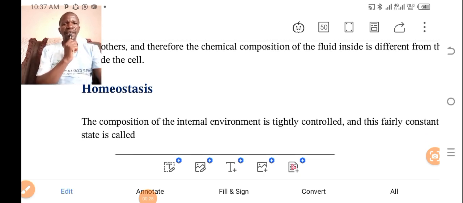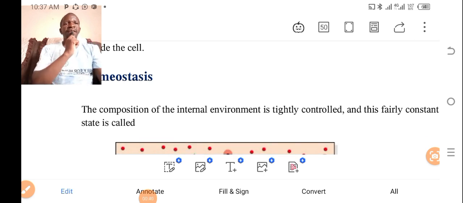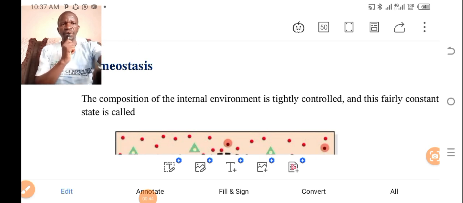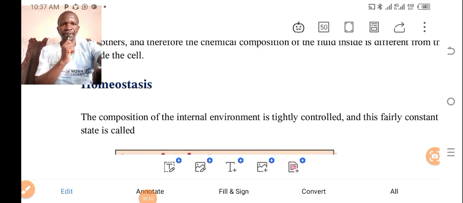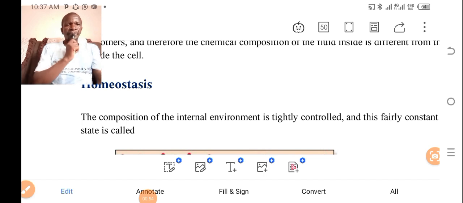So homeostasis generally refers to the composition of the internal environment and how it is tightly controlled in a steady state. So the composition of the internal environment is tightly controlled, and this fairly constant state is called homeostasis. So the conditions of the internal environment are tightly controlled.